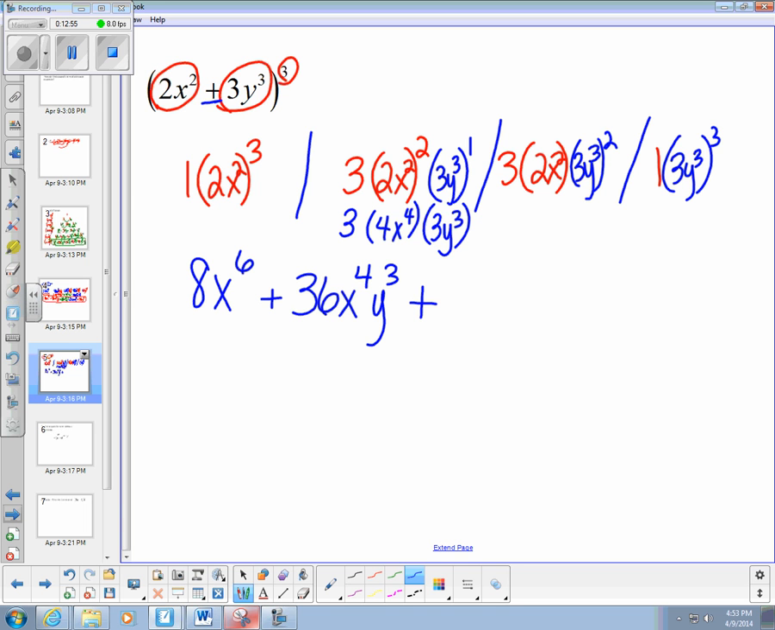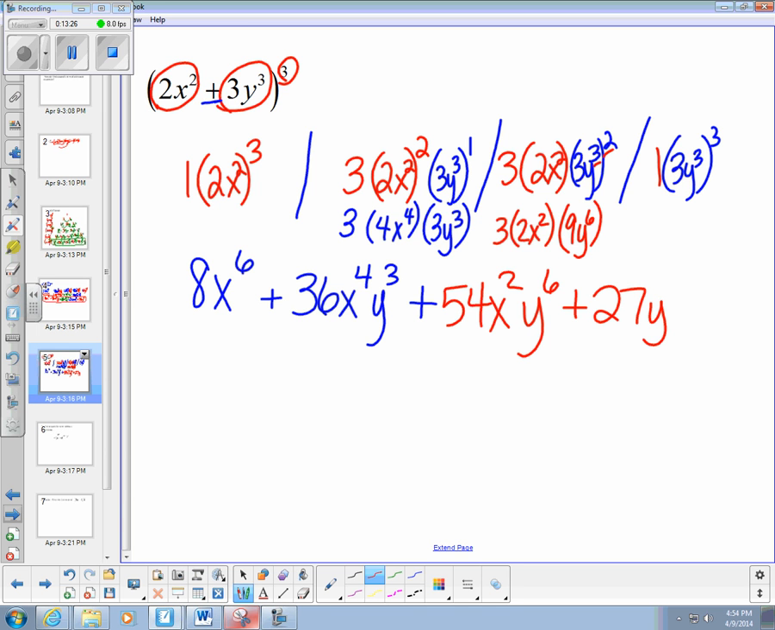Okay. In the next term, we've got 3 times 2x squared times 9y to the 6th. Again, the y to the 6th is because you're going to multiply when it's power to a power. So when I multiply those all together, we come out with 54x squared y to the 6th. And then our last term, 3 to the 3rd is 27. And then y cubed to the 3rd would be y to the 9th. Okay.